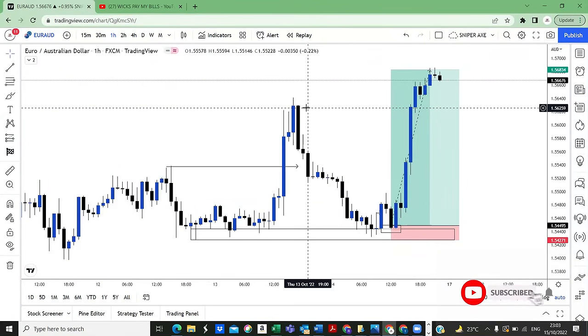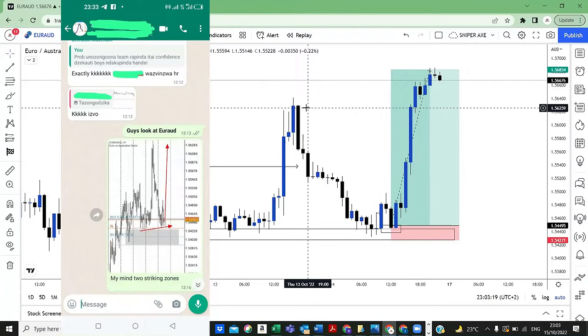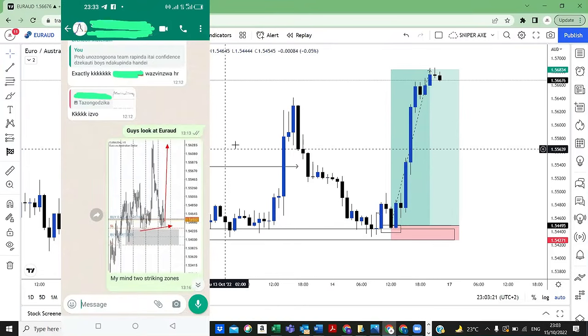Yo, what's up guys? So I'm just going to go through a trade that I actually took on Friday. It gave me about 130 pips, 230 pips, in just 8 hours. This is actually the trade.